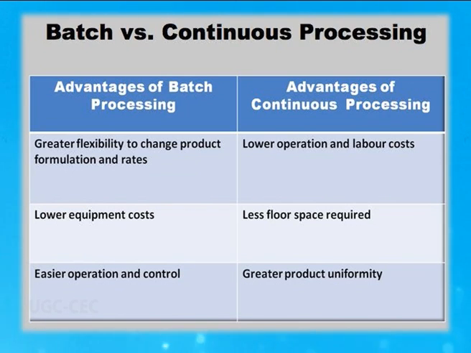However, in the continuous processing method, the advantages are as follows. We have lower operation and labor cost, less floor space required, and great product uniformity because all the products are going in a continuous pattern. Now, whatever the processing is, ultimately the food is going to be preserved, and therefore we have to consider very important physical parameters for the preservation of the food.